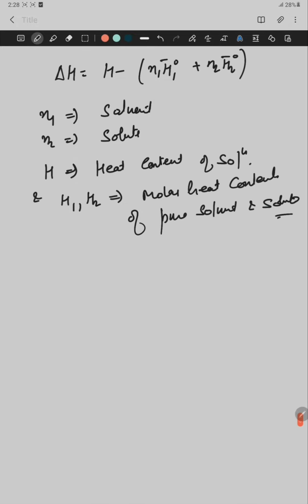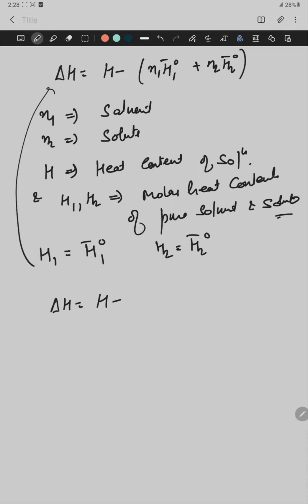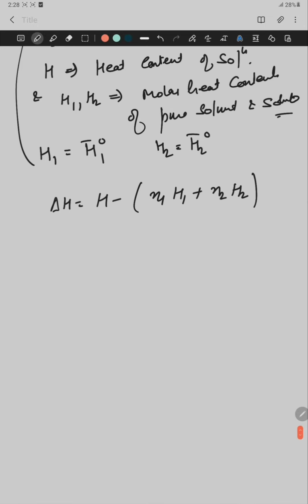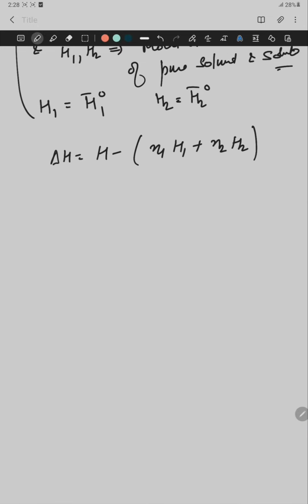And as we know, at infinite dilution H1 can be replaced with H1 naught and H2 can be replaced with H2 naught in dilute solutions. So by replacing this here we will get delta H is equal to H minus N1 H1 plus N2 into H2. This is your equation number 5.